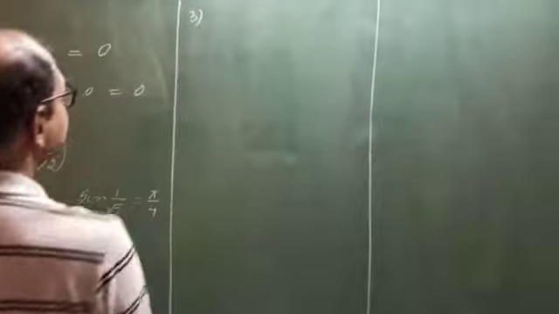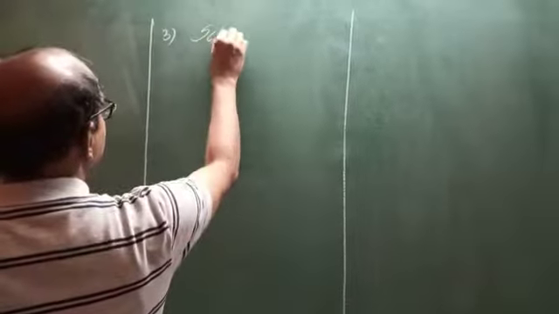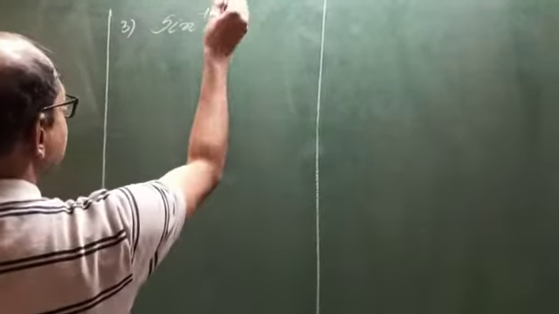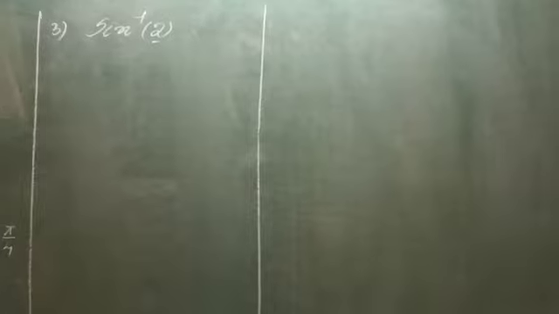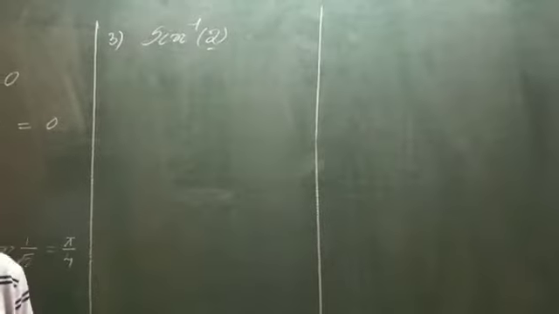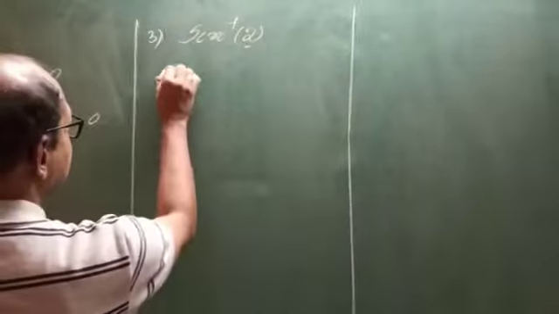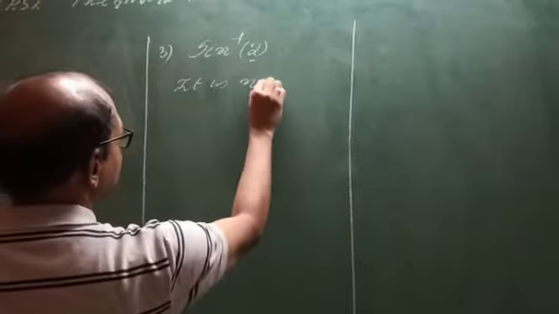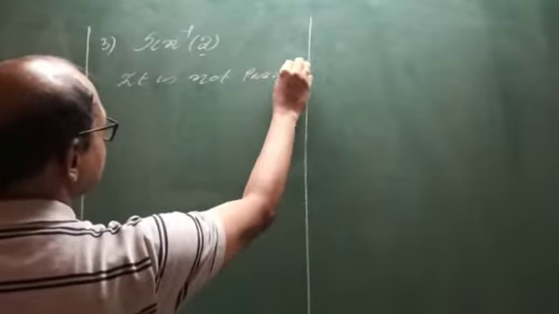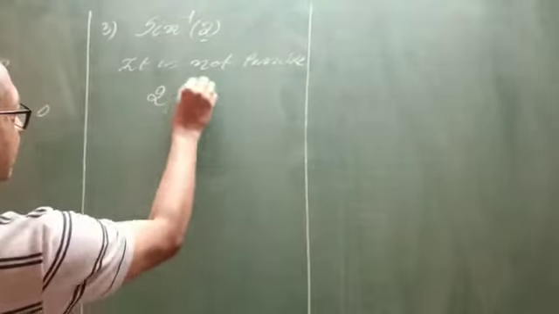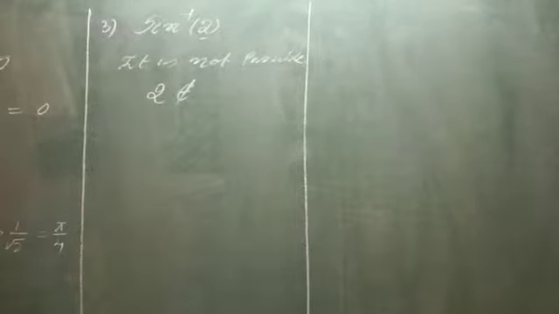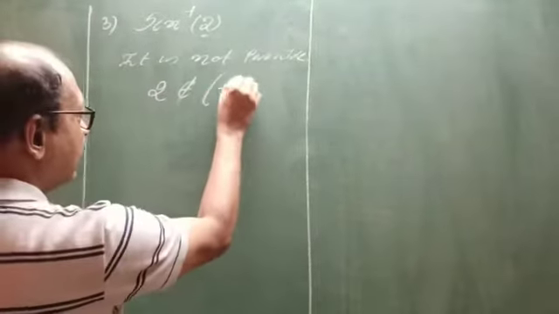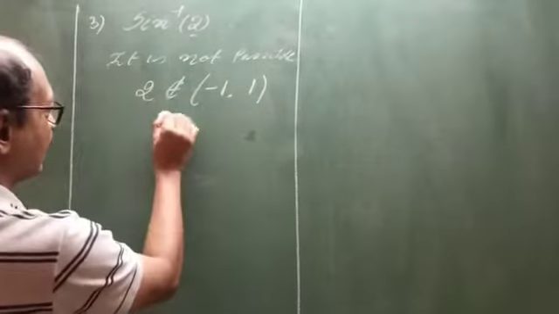Okay. So next one, the third one. What is sine inverse of 2? Sine inverse of 2 is not at all possible. Why is it not possible? What is the domain for this? It does not exist, because 2 does not belong to the domain, minus 1 comma 1.